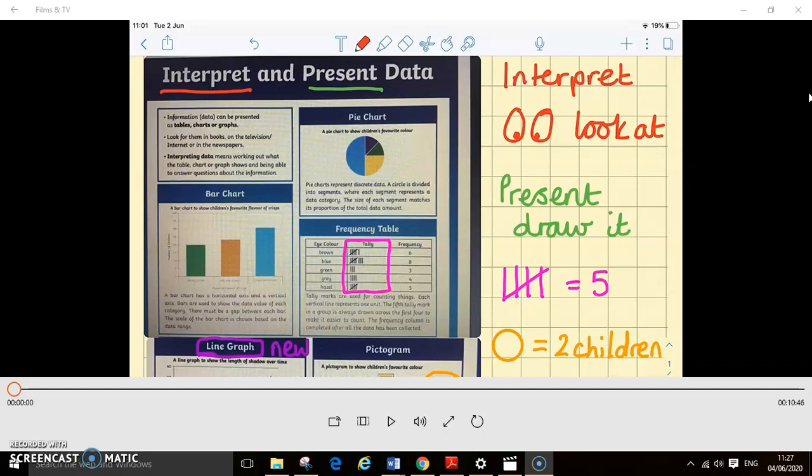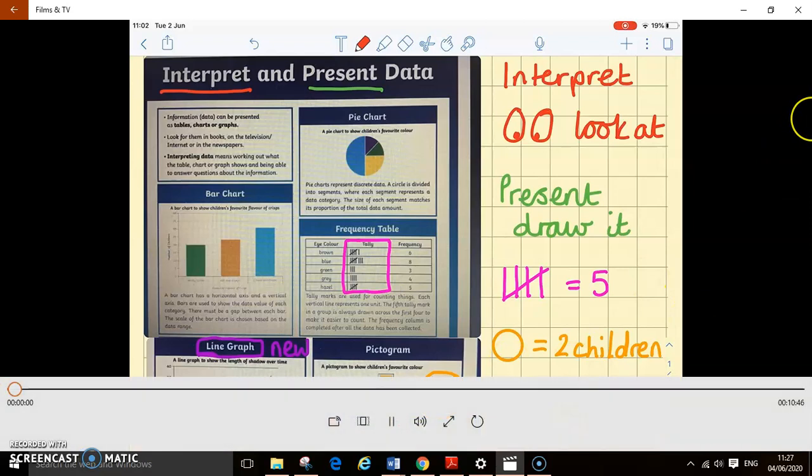We're also going to be presenting some data. We're also going to be drawing some data, and that could be in the form of a pictogram or a bar chart or a line graph, which is going to be our new learning for this sort of topic. So we're going to be looking at line graphs, which is new.